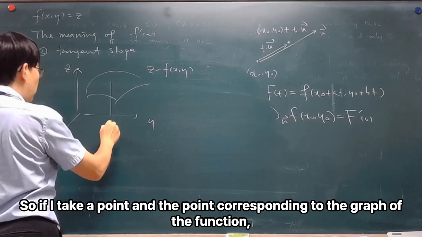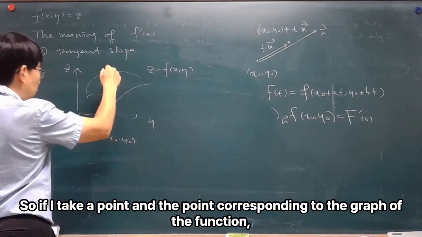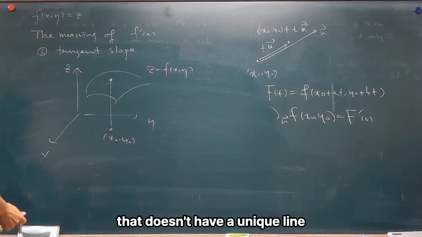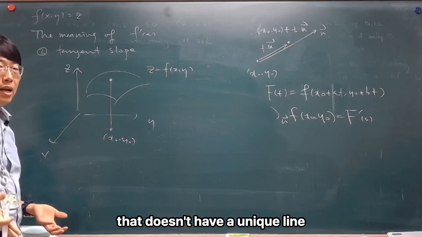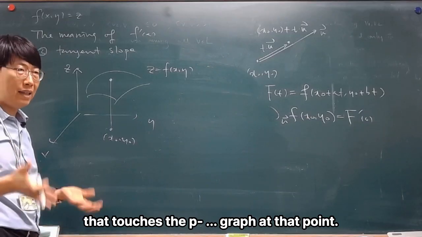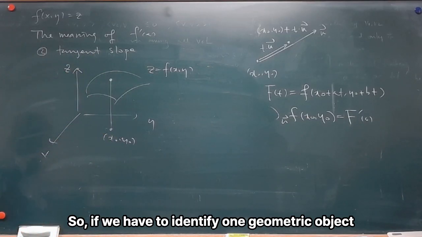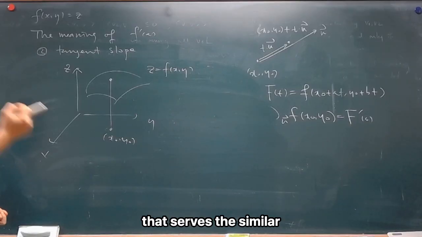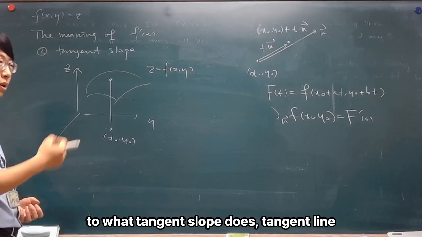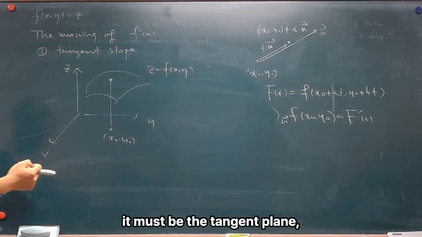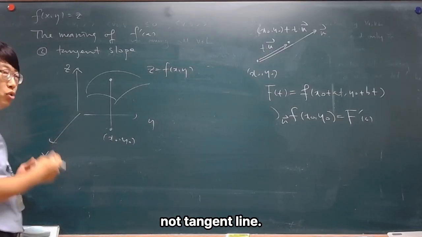If I take a point corresponding to the graph of the function, that doesn't have a unique line that touches the graph at that point. There are infinitely many lines. So if we have to identify one geometric object that serves similar to what the tangent line does to the graph of the single variable function, it must be the tangent plane, not the tangent line.